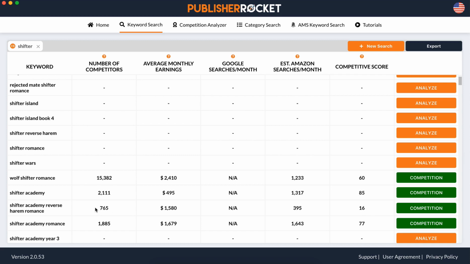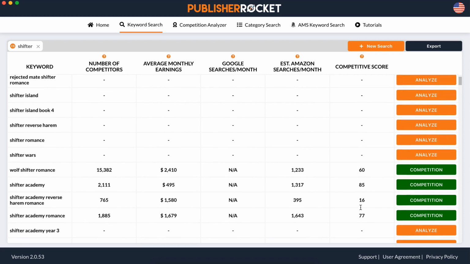This has a low number of competitors, 700. Good monthly earnings. This is a monthly earning per book, so you would get $1,500 a month for each book on average. Now, one thing about the averages is if you have 1 or 2 books that are just rocketing away, that are in the top 100 or top 500 in the Kindle store, that's going to bring up the average. So this might not be the whole picture. Searches per month is only 400, but that's not nothing, is it? And competitive score, it's not very competitive.